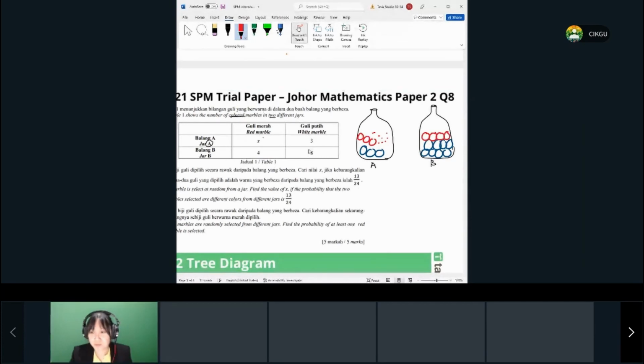Okay, 4 red marbles. So you guys know, whenever you see this question about probability again, that means your answer must be in terms of fraction. If you want fraction, means you must know what is the total already. You must know what is the total number of marbles in each jar. Okay, let's write that down first.